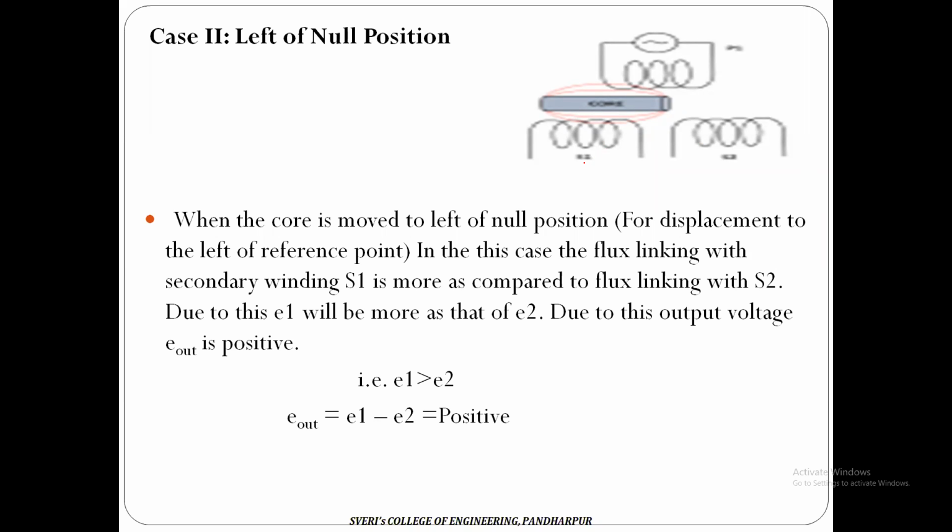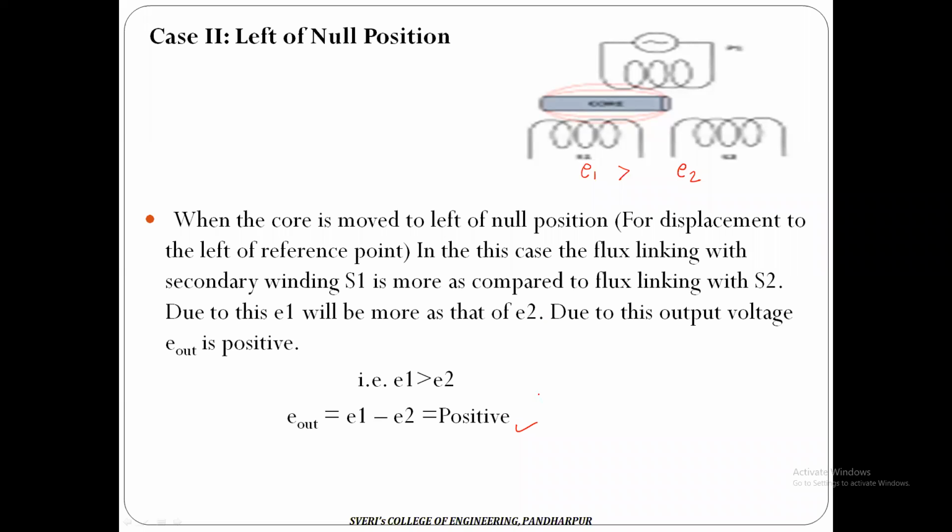That the maximum flux it can be linked with the coil S1 because of the movement or the displacement of this core. And as the maximum flux it will link with that coil S1, so the EMF induced in a coil S1 is greater than the EMF induced in a coil S2. So that E1 is greater than E2, so definitely we will get the positive supply here, or the positive output voltage is there.